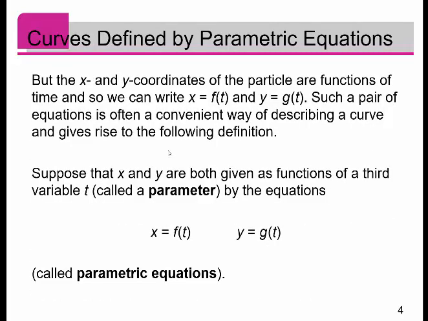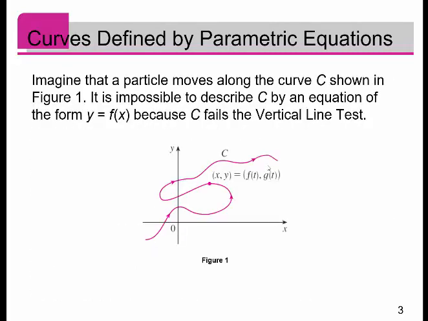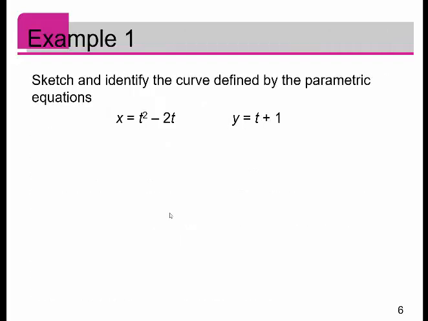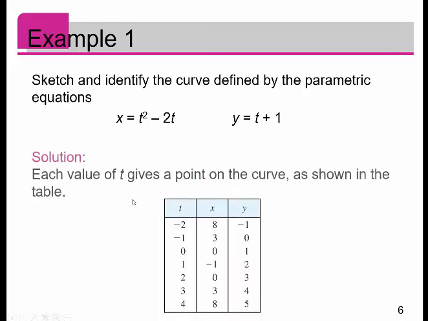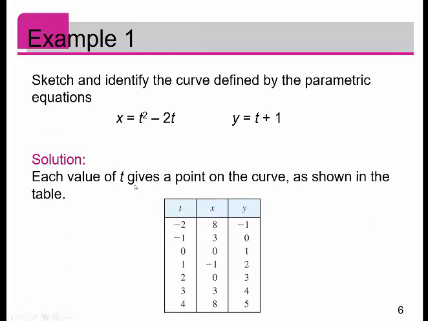Now, if you look back here, in this two-dimensional Cartesian xy coordinate system, we need to know the x and y values to plot the points. What you do is pick values of t, plug them in, and figure out what x and y are. So here's what we do. Each value of t gives a point on the curve, so I'll set my t values as -2, -1, 0, 1, 2, 3, and 4.